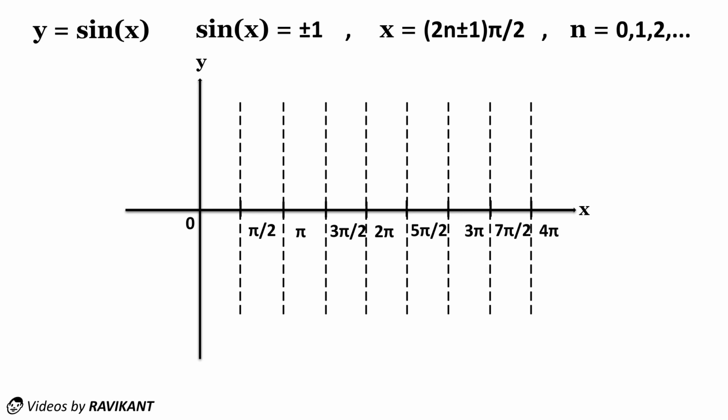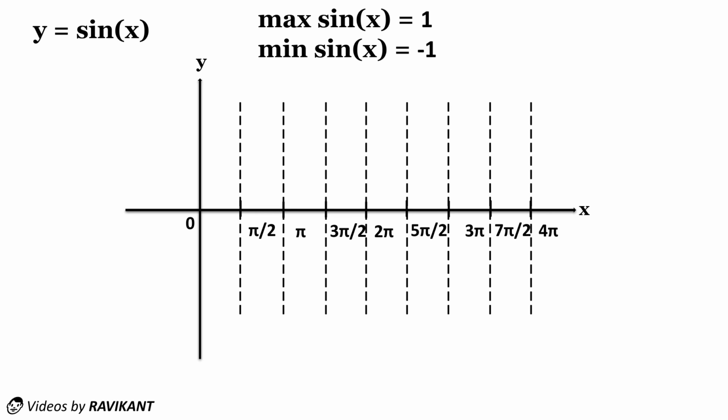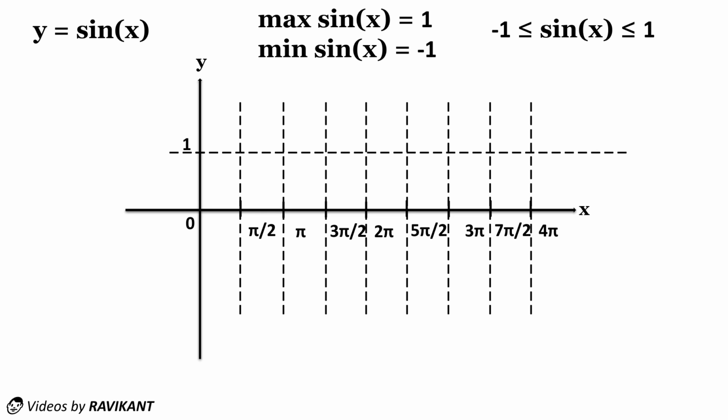Now a question arises: where will the graph run on the y-axis? The highest value is 1 and the lowest value is minus 1, which means the graph will be drawn between these two points, 1 and minus 1. The given equation also shows the same thing. So this is 1 on the positive y-axis and this is minus 1 on the negative y-axis.